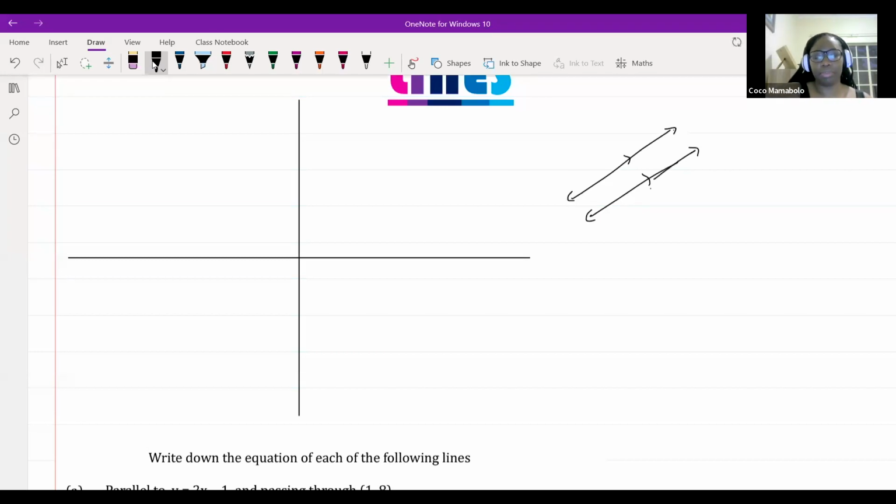Anybody have any idea? How do we describe parallel lines? They're not equal, they're definitely parallel. I can tell you, if I decided to do this, these two lines would still be parallel. Okay, they're not equal, but they're still parallel.